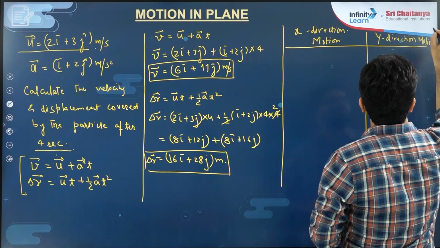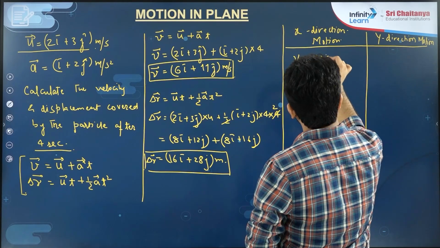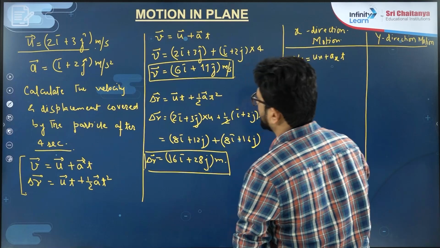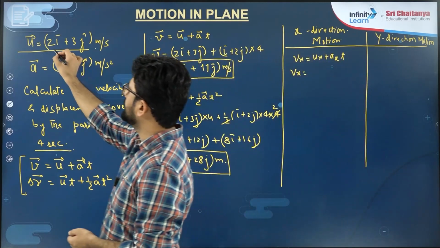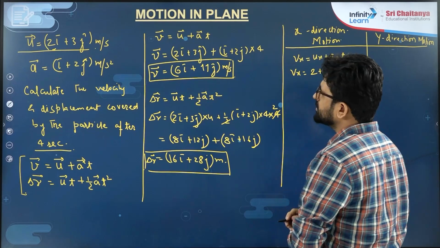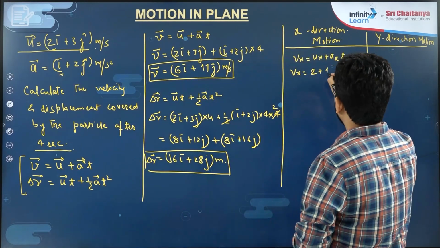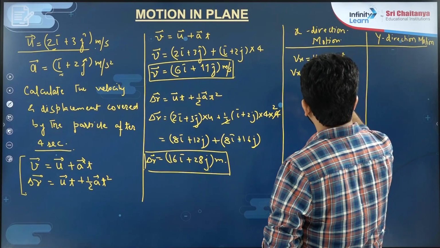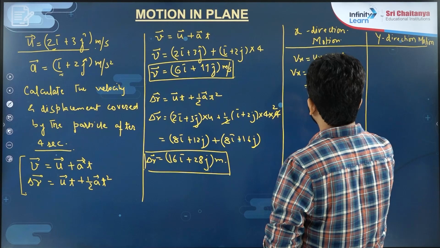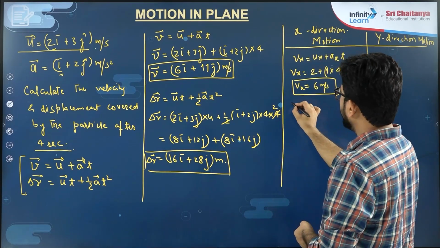Okay, this is the y direction motion. In x direction motion, you can say, sir, Vx is equal to ux plus ax into t. Vx we want to calculate. What is ux? If you see from here, it is given to you 2, so you can put the value 2. Acceleration is given to you in x direction, that is 1, and time is 4. If you multiply, you will solve. This is 2 plus 4, that is equal to 6 meter per second. This is the Vx.